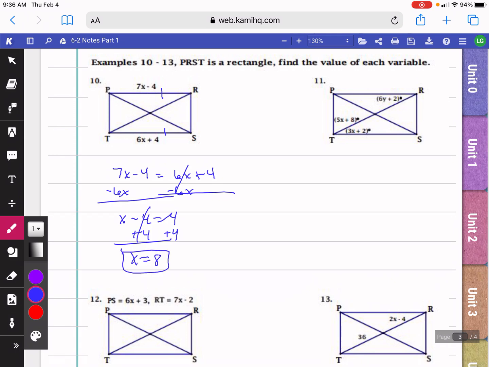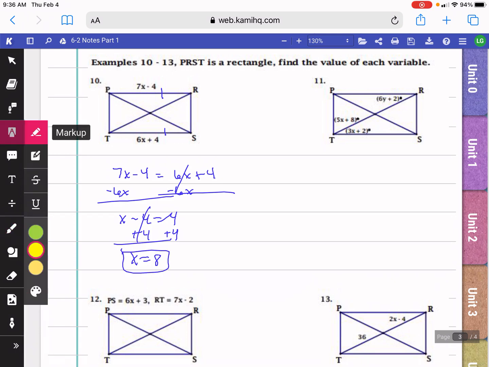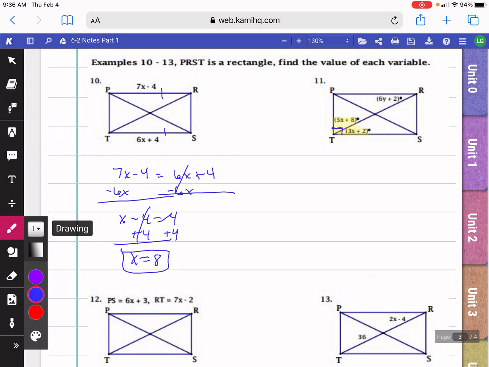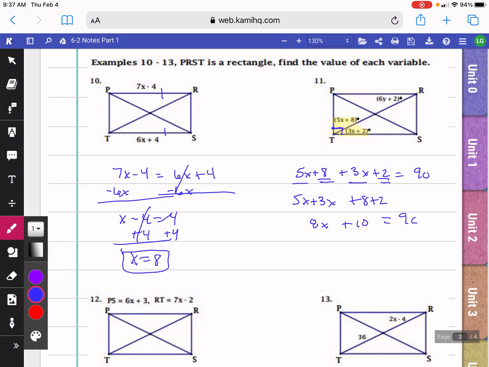Here, I'm going to solve for x first. So I know these two angles together form a 90-degree angle. So what I can do is I can add 5x plus 8 plus 3x plus 2 and set it equal to 90. So now I'm going to make this smaller if I combine like terms. 5x plus 3x is 8x, and 8 plus 2 is positive 10. So I can finish solving for x there.